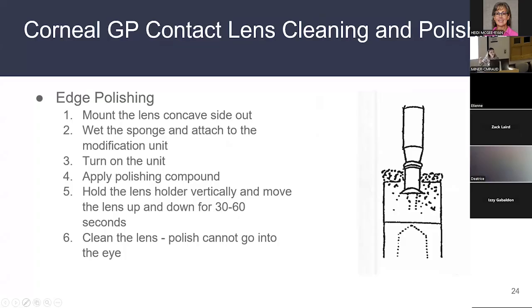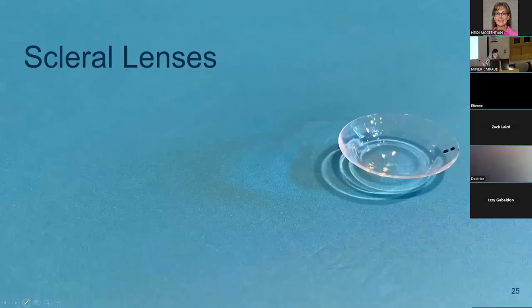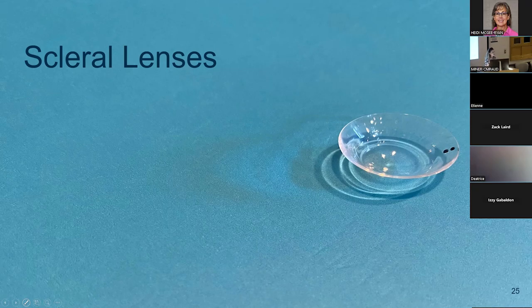Now, I will caution you, if you apply a lot of pressure, you can actually change the power of that lens. So be gentle. It takes less than you think. But back in the day, this is how they used to change the power of gas permeable contact lenses. Now we send everything to the lab, but we primarily are just using this to polish the surface as needed.